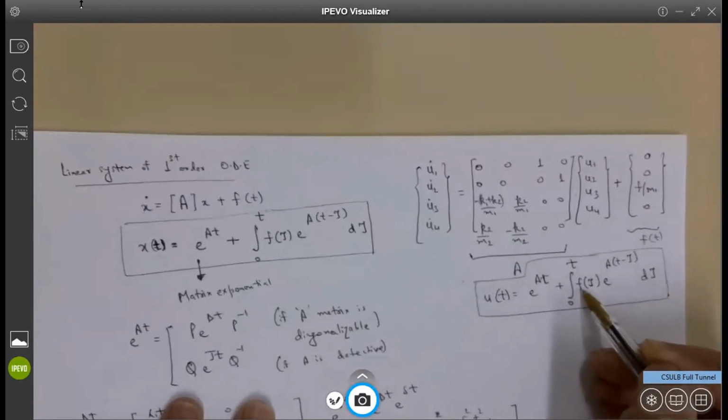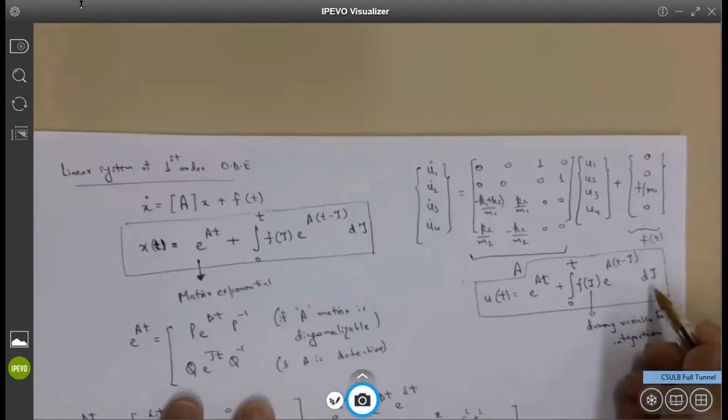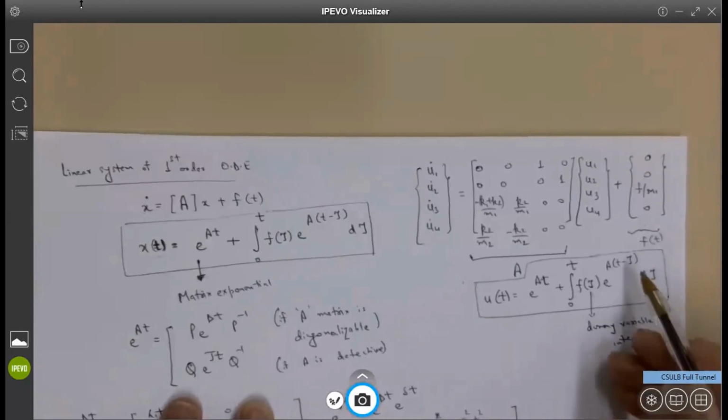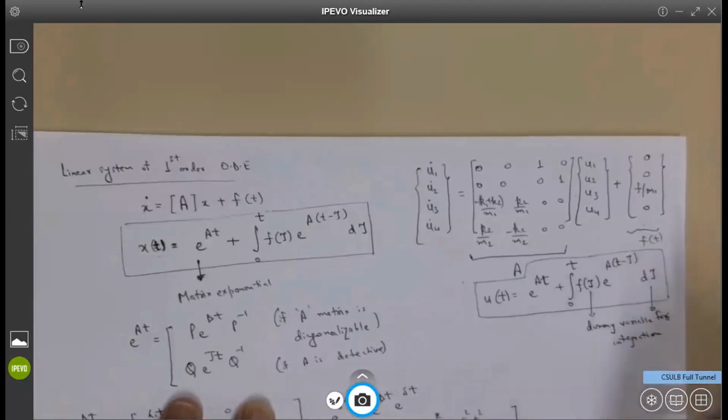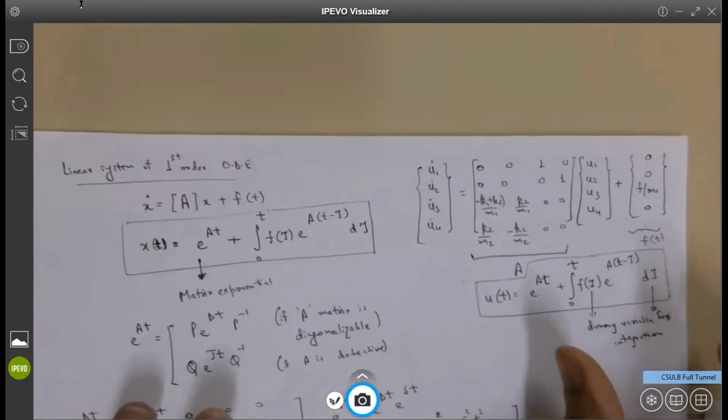So tau is a dummy variable. It is just a dummy variable for time, a dummy variable for integration. That's it, nothing else. Does it make sense? These are just dummy variables for integration with respect to time. Okay, so let me know if it's still not making sense.